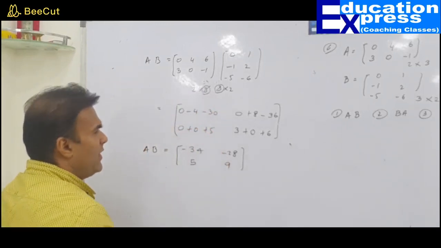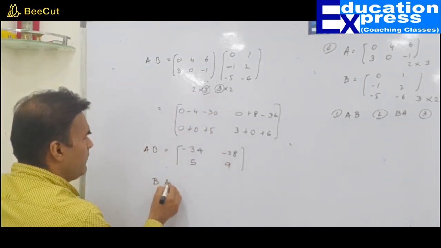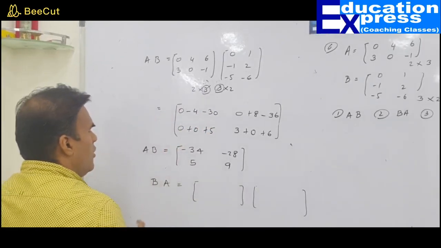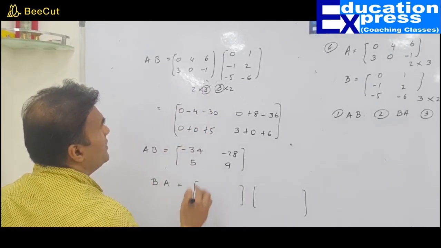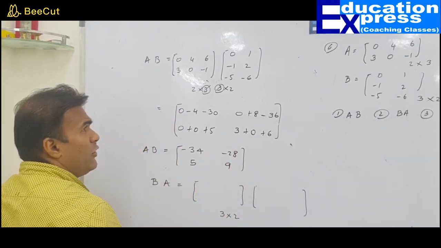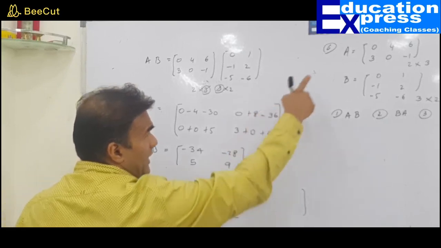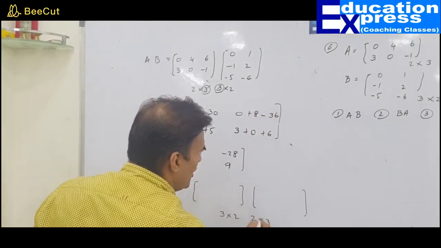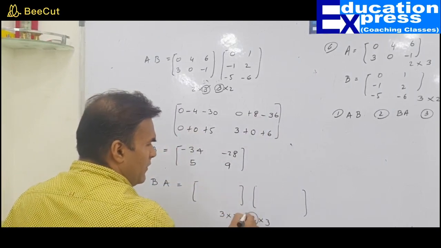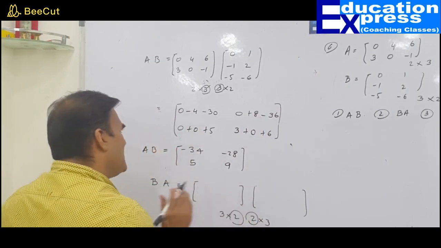This is the value. Is BA possible? Let us check if BA is possible or not. What is the order of B? See, the order of B is 3 into 2. What is the order of A? Order of A is 2 into 3. Wow! Again they are matching. These two are matching. So it is possible.